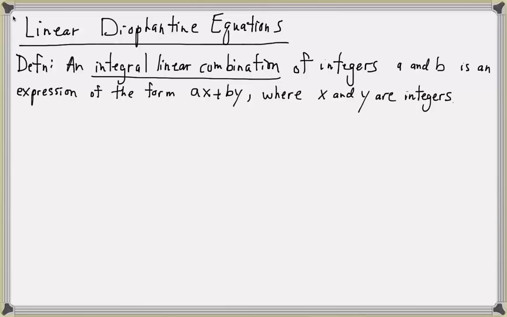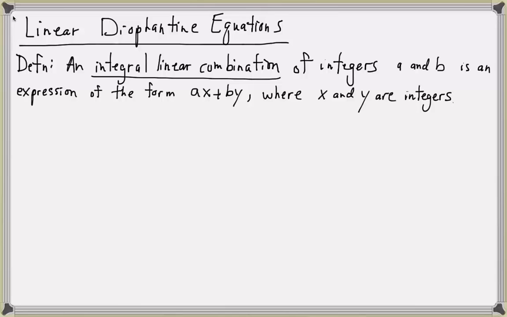So we've already seen integral linear combinations a few times. In particular, we looked at the fact that if a number divides a and b, then it'll divide any linear combination of a and b. And we saw that this had applications to the division algorithm and the Euclidean algorithm for finding GCDs.